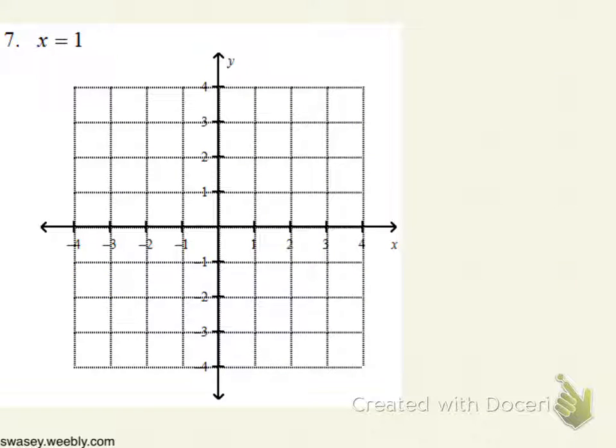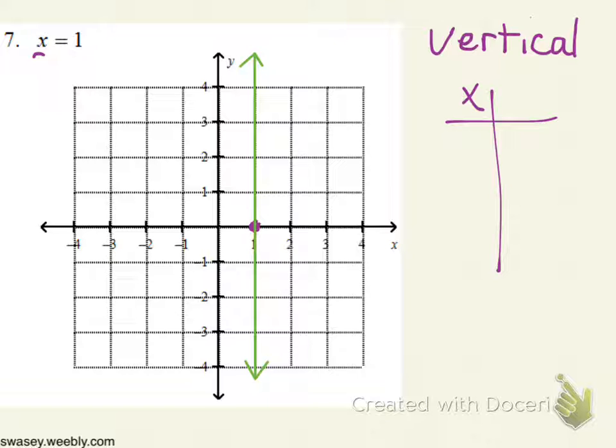X equal to a number is always vertical, so find 1 on the x-axis, put a point, and then draw your vertical line. Again, if you forget, you can do a little XY chart. X values are 1. Pick whatever you want for y. Plot those points. We've got 1, 0, 1, 1, 1, 2. Notice the x value is 1 the whole time.